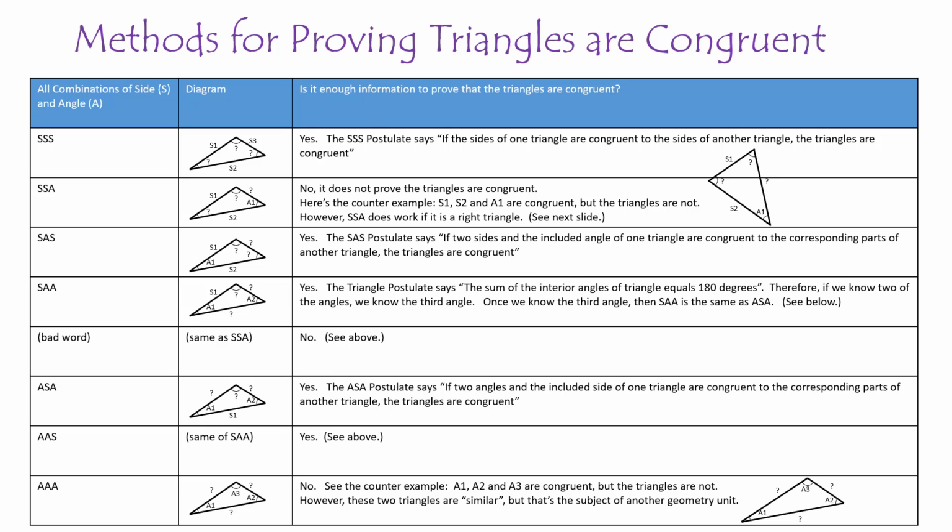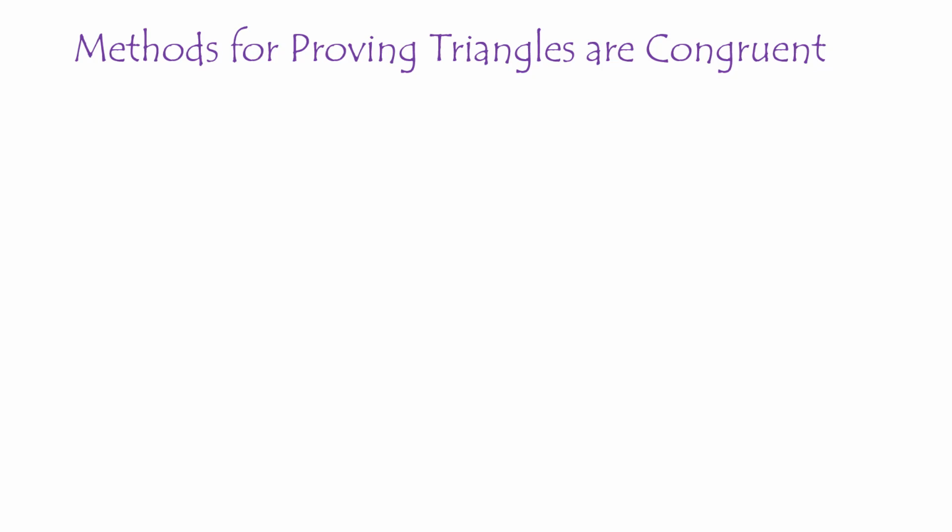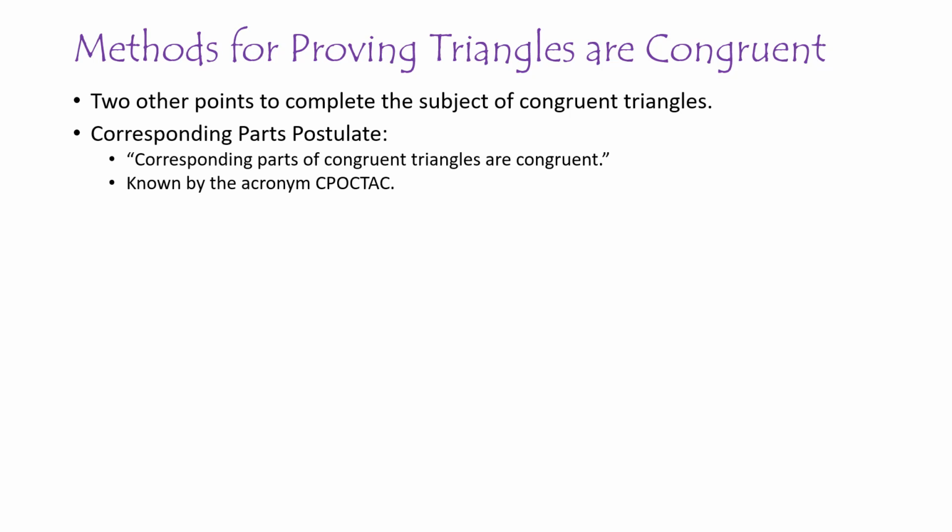So that's the big picture. There's only two more points to make, and then we're done. So the first of the two points is there is another postulate that says this: corresponding parts of congruent triangles are congruent, and it's known affectionately by the acronym CPCTC.